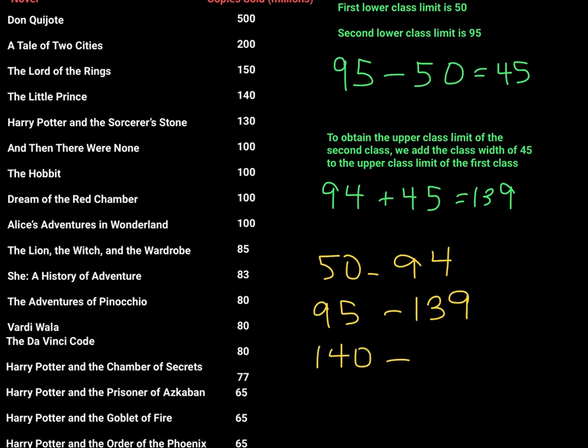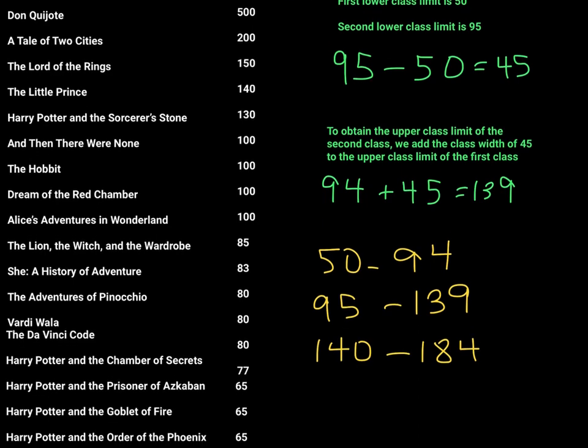So if the second class ends at 139, the third class will start at 140. In order to get the upper class limit for this third class, we'll just add 45, which is the class width, to 139. And 139 plus 45 is 184. Again, I got 184 by adding 45, the class width, to 139.